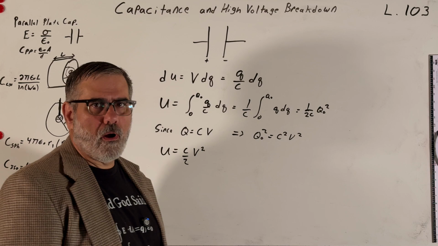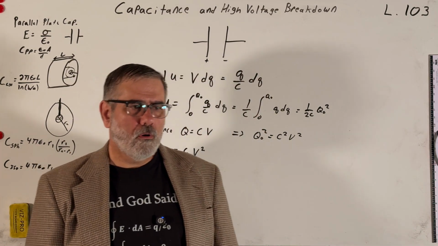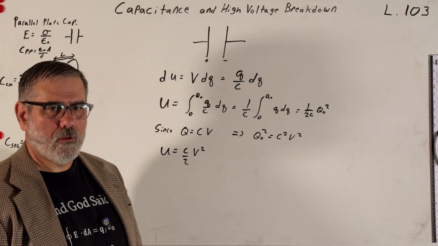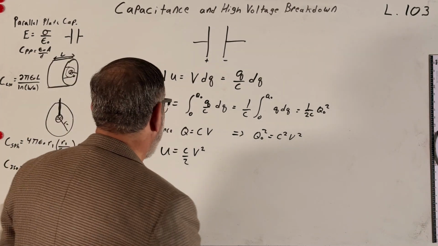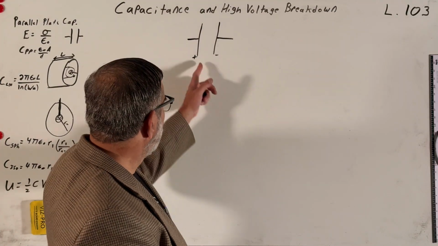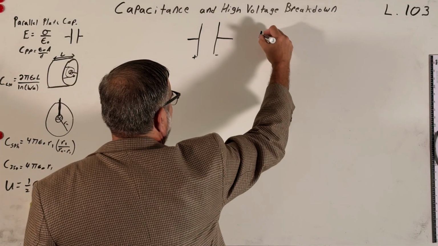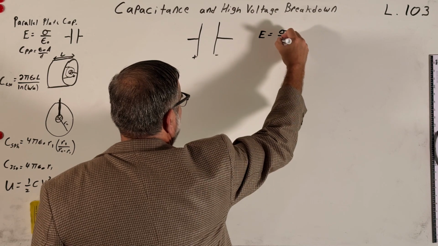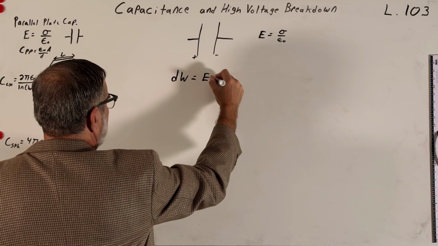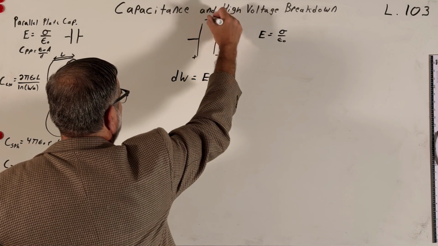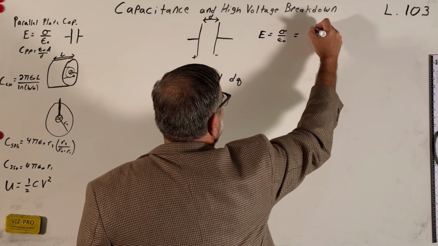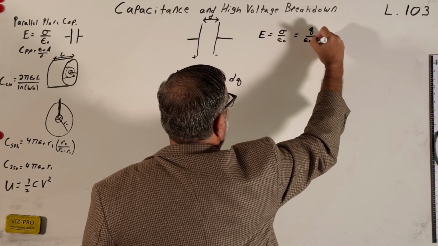So this is the energy required to charge the capacitor, but it's also the energy in the electric field between the capacitors, okay? And so I want to look at that next. So now I'm actually going to use this geometry, where the electric field is equal to sigma over epsilon naught. So the work to move a charge across here is going to be E times D, well, this is D, of course, just like before, times dQ. But let me rewrite this as Q over epsilon naught A.